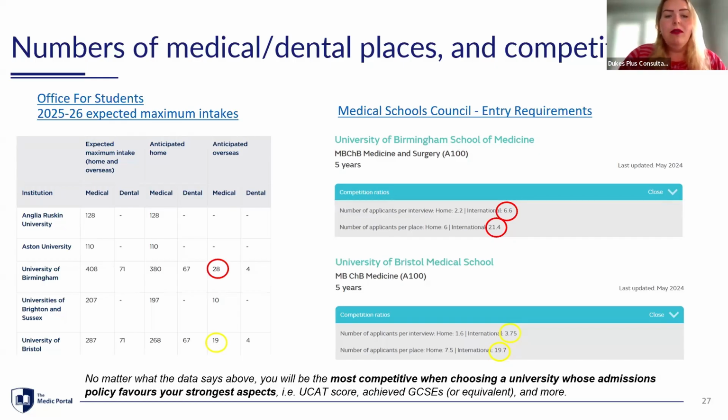So as you can see here at the bottom, it's going to be incredibly important that no matter what the data says, your most competitive application will be choosing the university whose admission selection policy favours your strongest aspects. So whether that be the UCAT score that I'll talk about in a moment, your achieved GCSEs, your A-level predictions, whatever it may be, whatever they favour, your strongest application to help beat these ratios and become that student who's interviewed is chosen through strategic decision making based on your application strength to you.